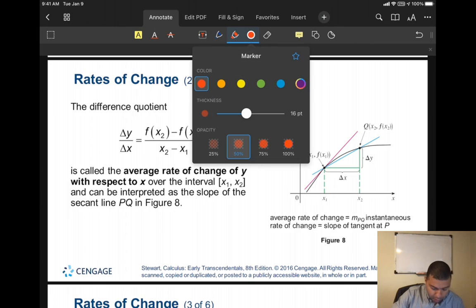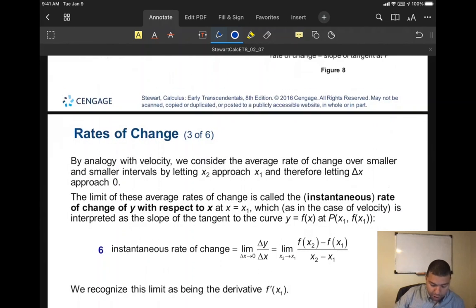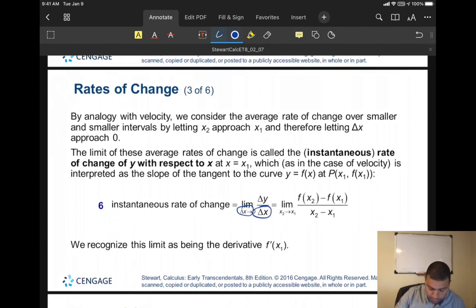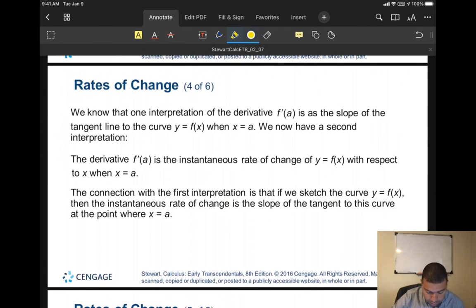It's important to remember this. This is going to be the average rate of change of y with respect to x. In this interval, it's also important to remember that the interval matters. And as you make the interval smaller and smaller, meaning x2 closer and closer to x1, or the change in x go to 0, right, then that becomes the derivative again, the instantaneous rate of change. Okay? It's again the derivative at x1 or x2, depending on how you look at it, but most of the time x1.